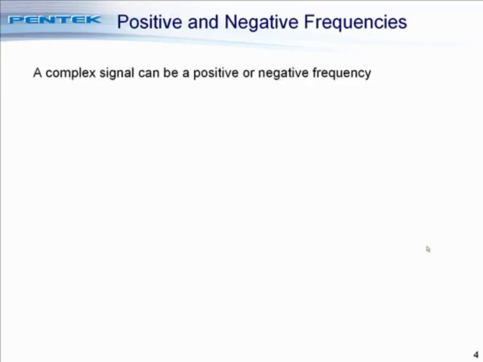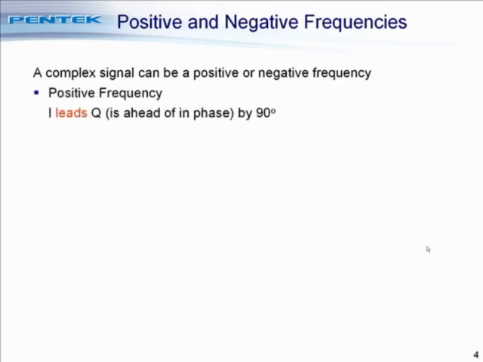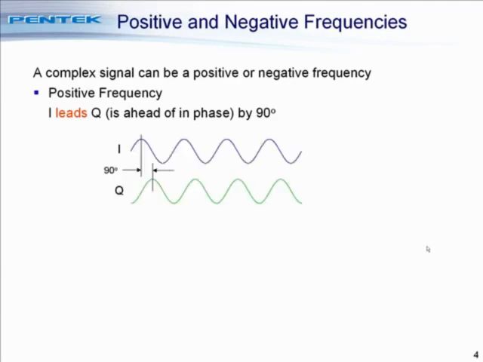Complex signals can be a positive or a negative frequency. For positive frequencies, I leads Q, that is, the I component is leading or ahead in phase of the Q component by 90 degrees. So you can see in these two waveforms that the I, which is the blue waveform, is ahead of the green Q waveform by 90 degrees. This is a positive frequency.